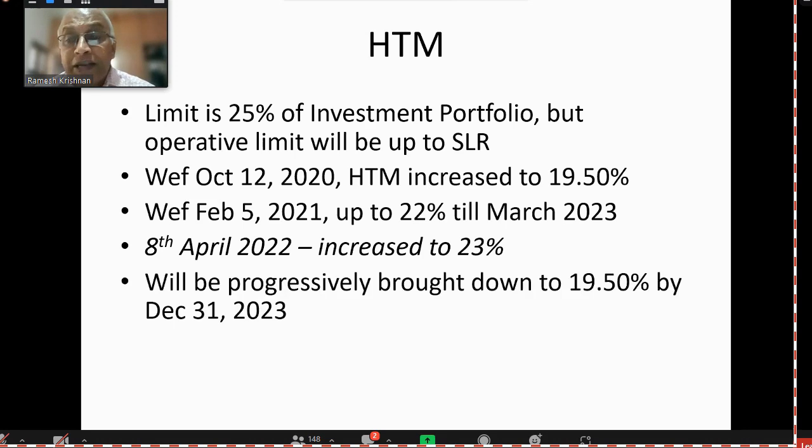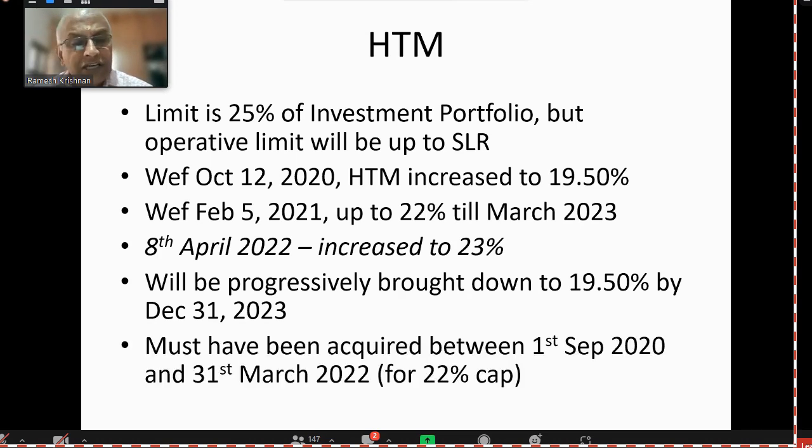So this is to encourage banks to hold more stocks in HTM, so that the government borrowing program is also well supported and the yield does not go up. And it will be brought down progressively to 19.5 by December 31, 2023. So that is all macroeconomics, not much important from an examination point of view. And these stocks should have been between 18% to 23%, that extra 5% the bank should have acquired after 1st September 2020, so that the incremental borrowing program of the government is supported by the banks.